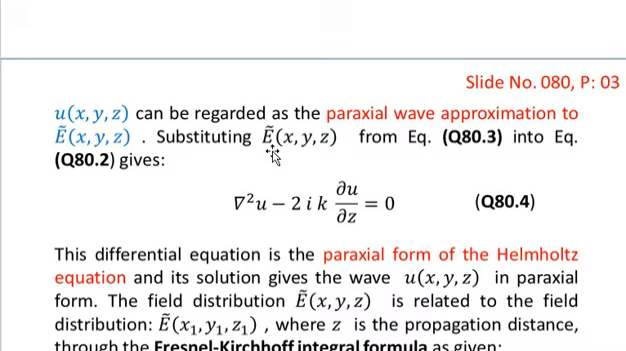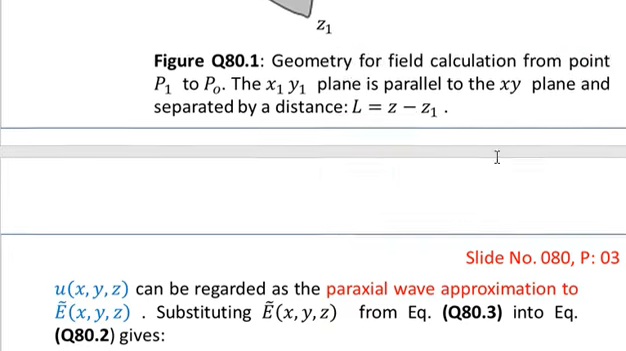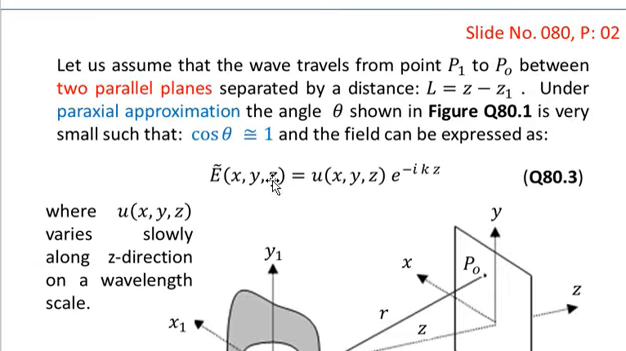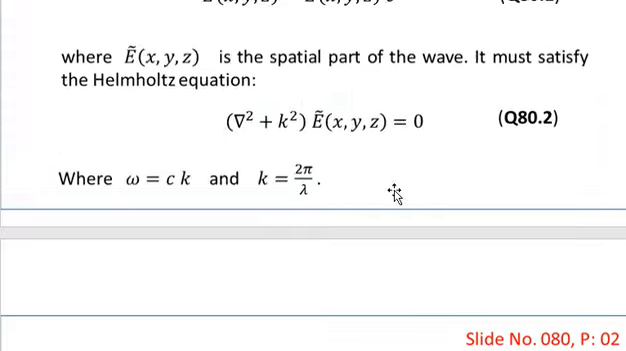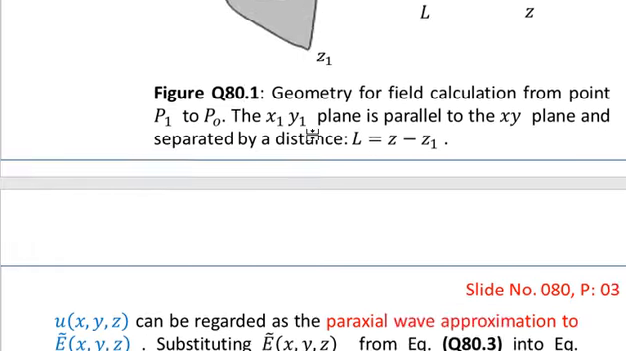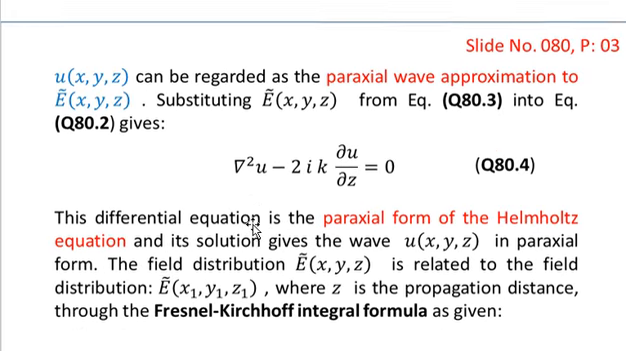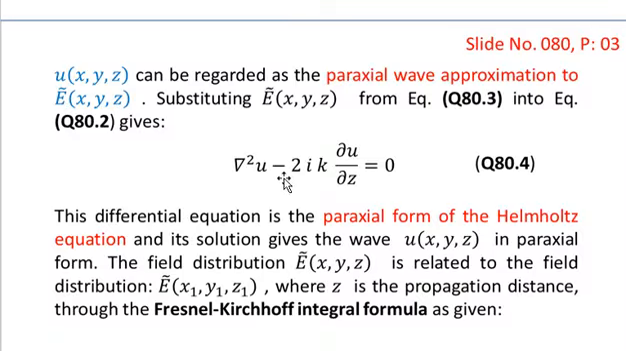Substituting E prime xyz from equation number 3 into equation number 2. So this is equation number 3. We are substituting E prime from equation number 3 into equation number 2 and then operating it with del square and k square. The following equation is obtained, that is del square u minus 2 iota k partial derivative of u with respect to z is equal to 0. This is equation number 4.